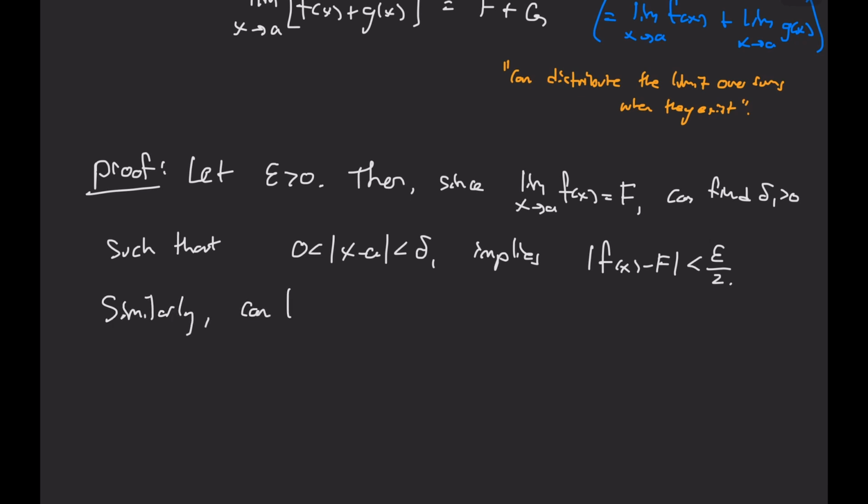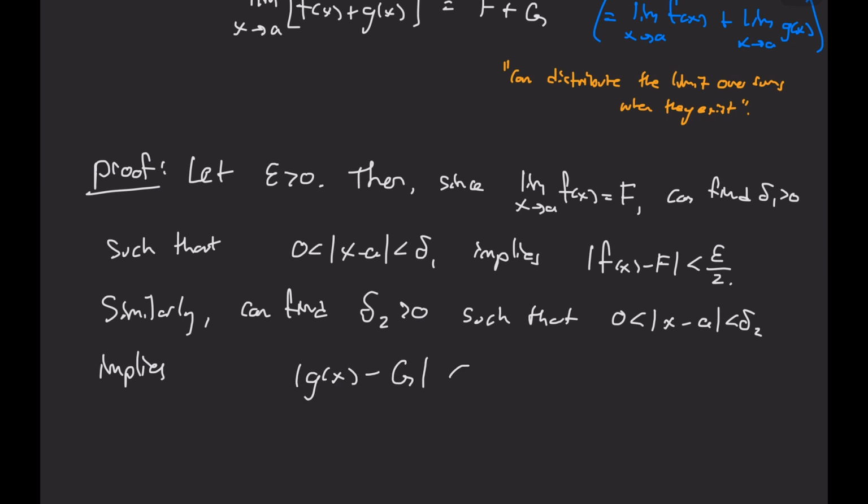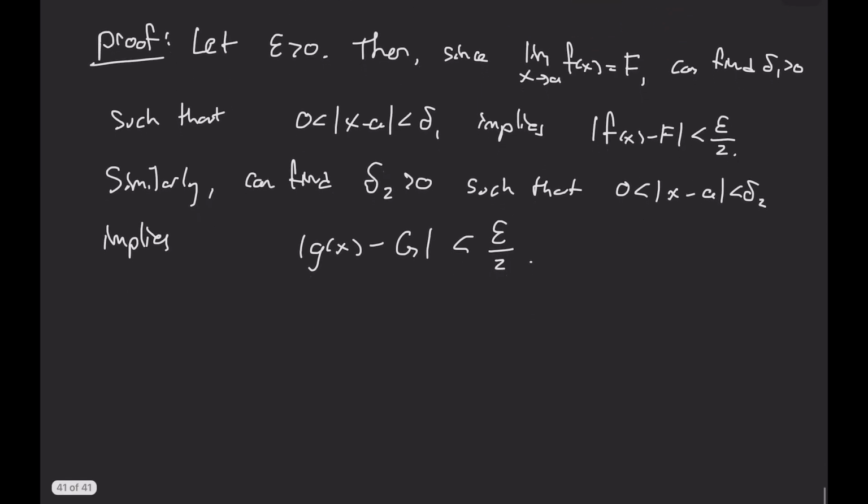Similarly, we can find a delta 2 greater than 0 such that, again, whenever |x minus a| is less than delta 2, that implies |g of x minus capital G| is less than epsilon over 2. So this epsilon over 2, why am I picking that? You'll see in just a second.